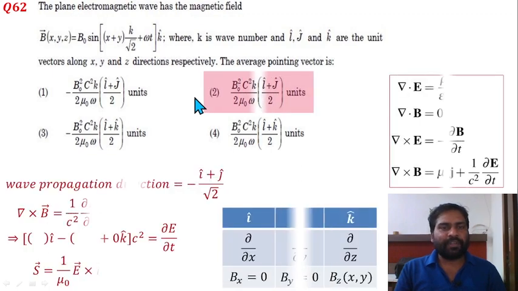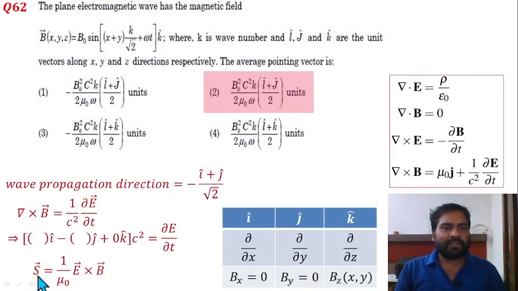To find the Poynting vector, the formula is S equal to 1 upon mu naught, E cross B. How do we find the electric field? From Maxwell's equations, del cross B equals mu naught J plus 1 by c square del E by del t. Since there is no free charge, this part is going to be 0 and your equation converts to del cross B equal to 1 by c square del E by del t. From here you can calculate del cross B, and after calculation we will get the given answer, which is option 2. Calculate it from your side.